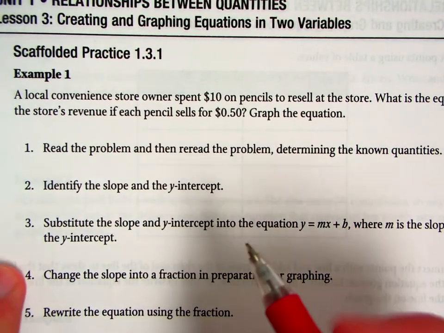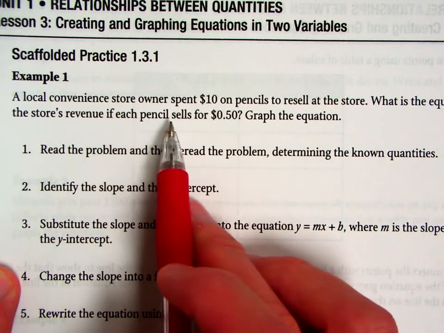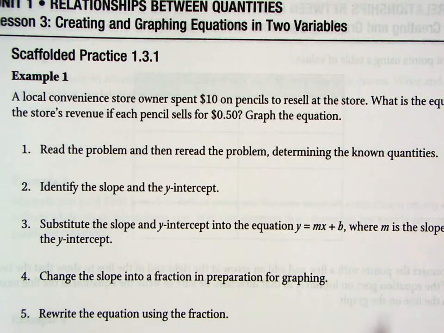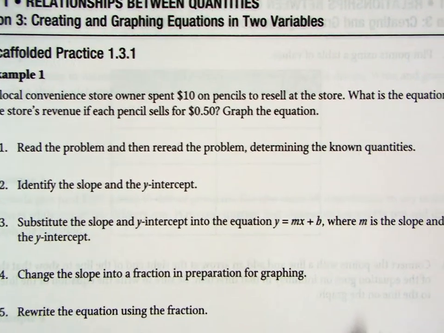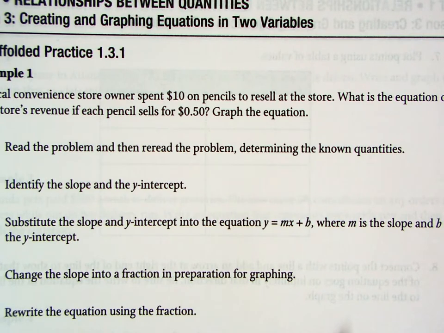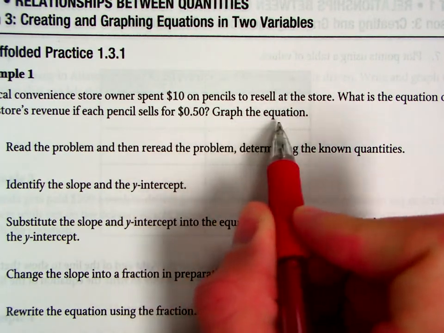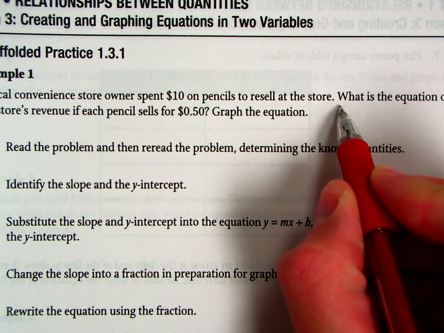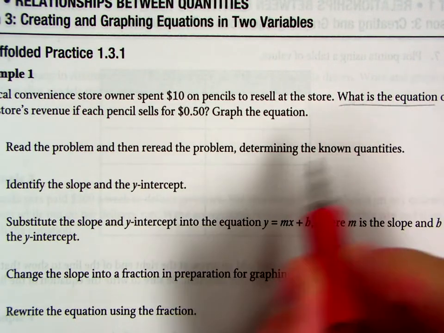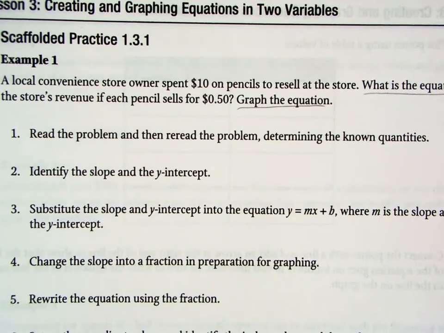So what I want to do is just look at this scenario that we're given here. It says a local convenience store owner spent $10 on pencils to resell at the store. What is the equation of the store's revenue if each pencil sells for 50 cents? And then graph the equation. So we want to answer this question, what is the equation? And then we want to graph that equation. We want to do those two things.